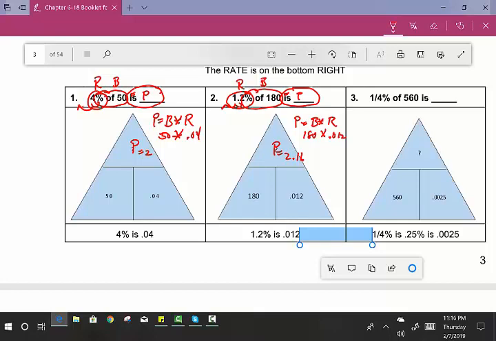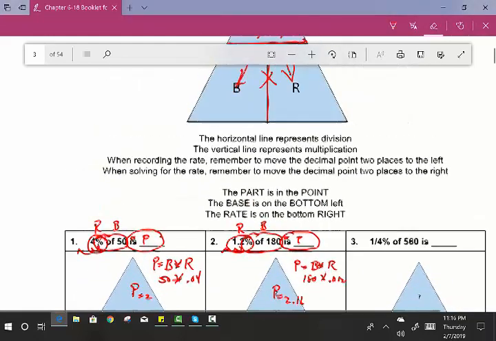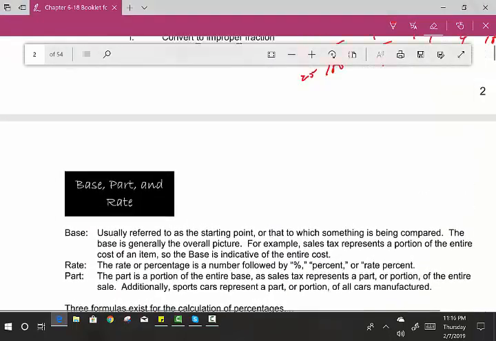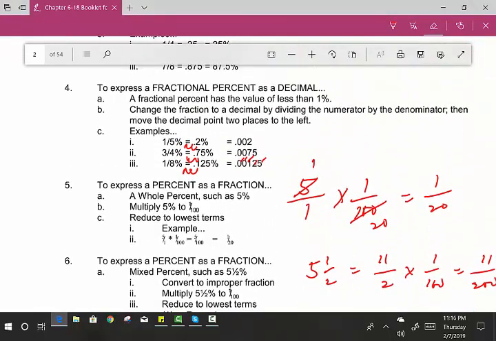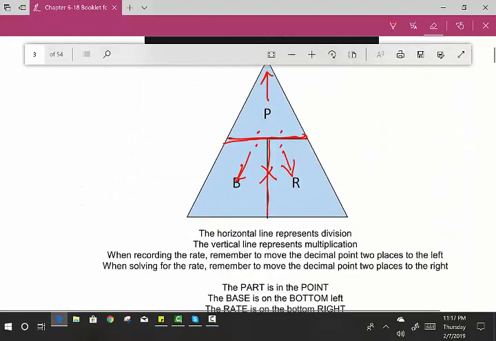Okay, then number 3. 1/4 of 1%. There's a fractional percent, so the conversion is up in one of the previous statements. We can review that a little bit. Here are the conversions right here. When you have a fractional percent, number 4, first you convert it to a decimal percent and then move the decimal point 2 places to the left. So that's exactly what we're going to do right here.